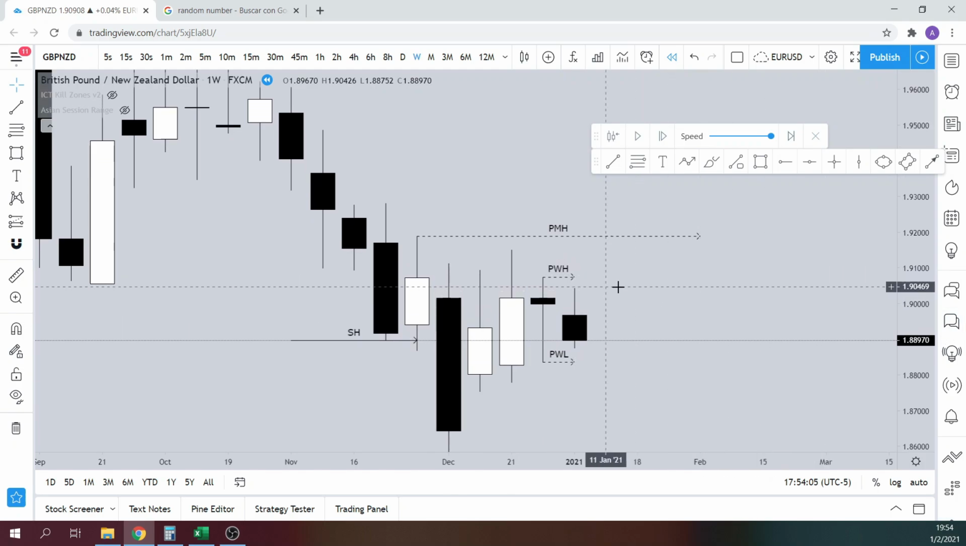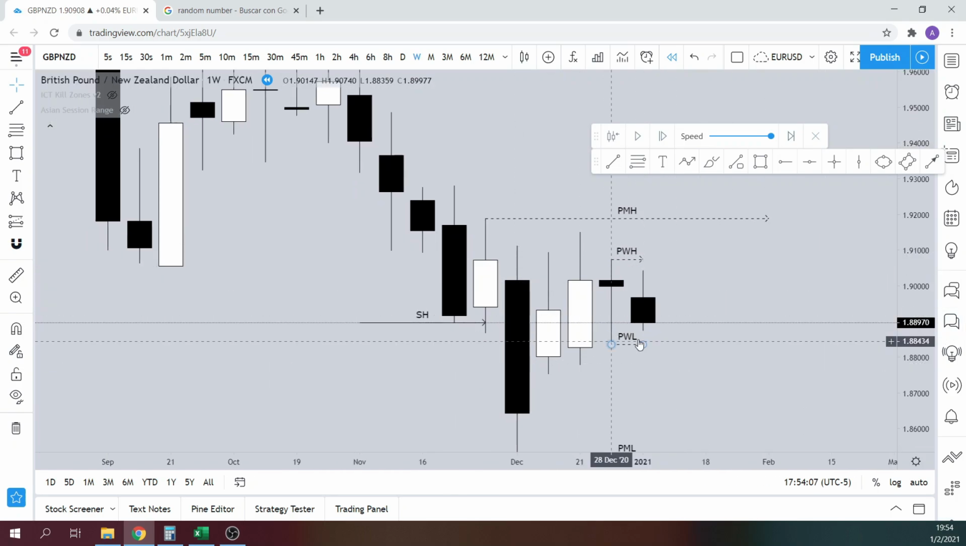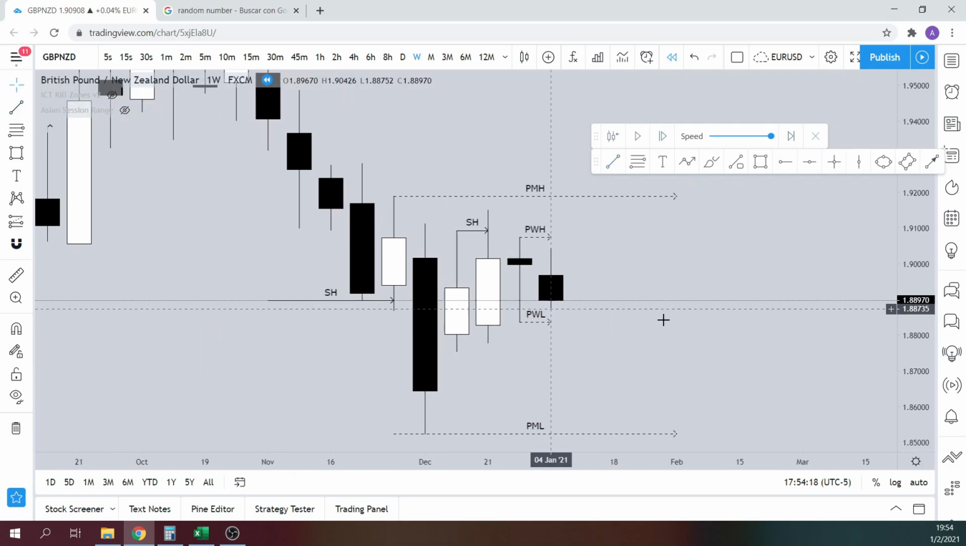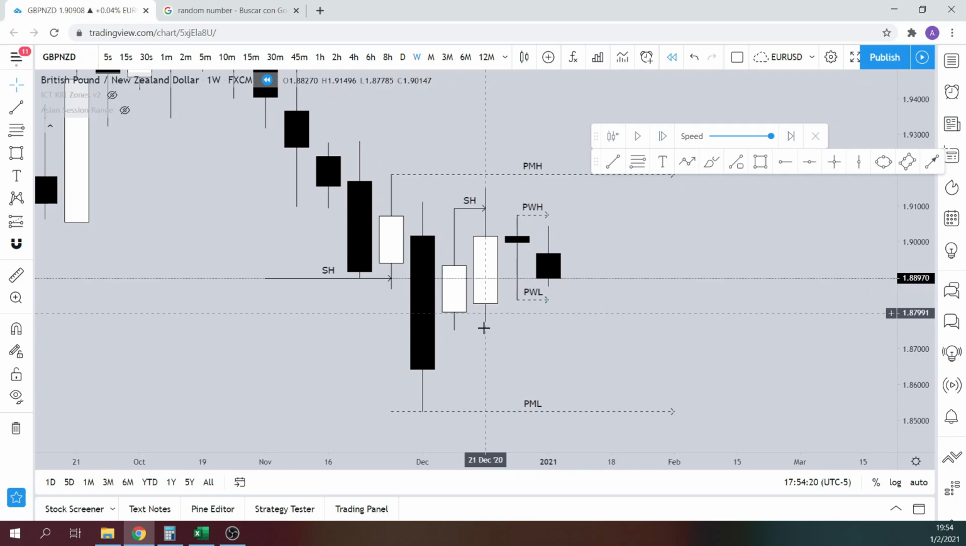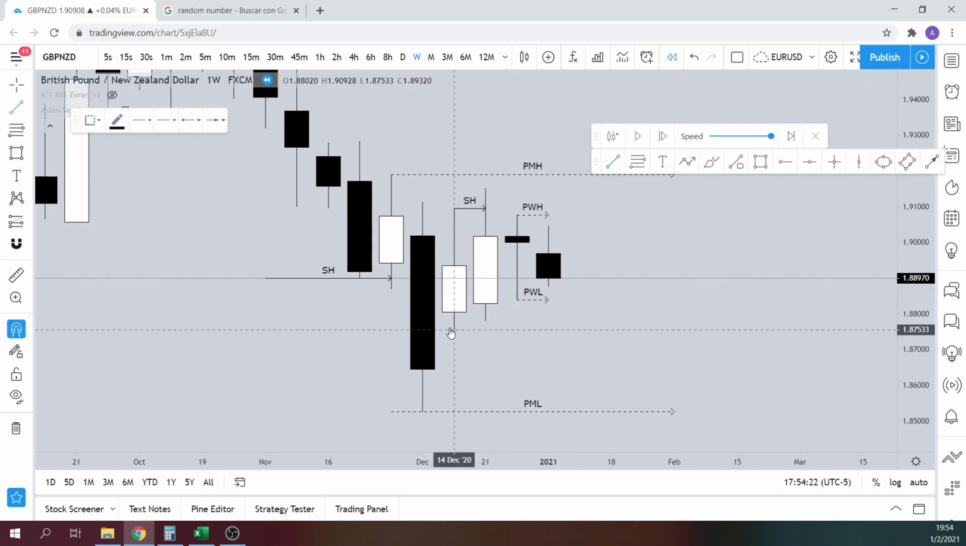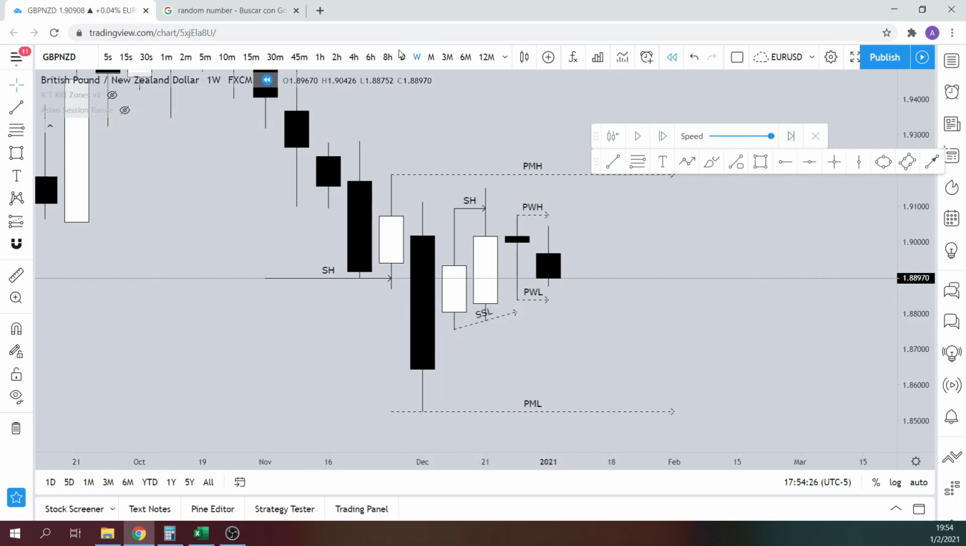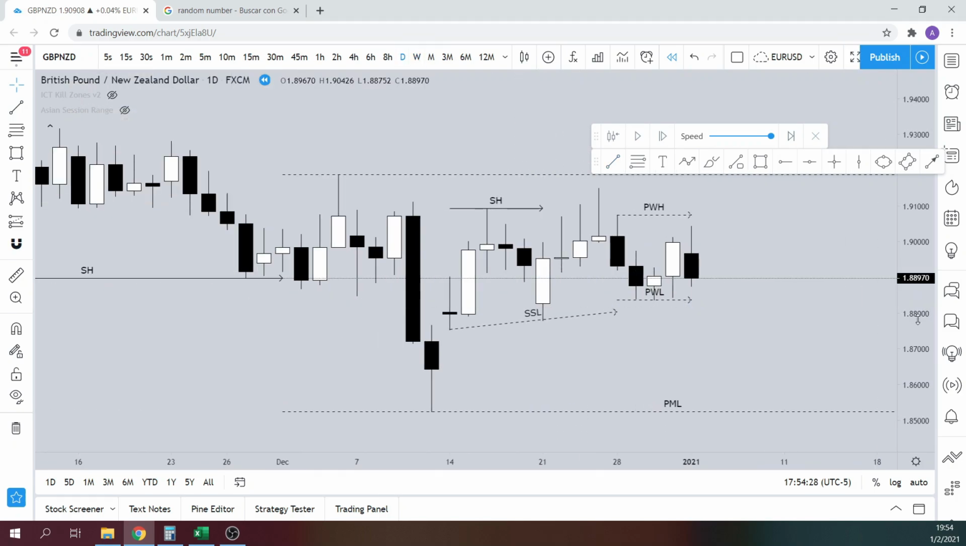So the institutional order flow here might be to take out these relatively equal lows because this buy side liquidity was already attacked. So we can say that this on the weekly was a stop hunt, maybe, and now price is seeking liquidity below the previous week low and even these two lows here potentially, which is sell side liquidity. So let's go to the daily now.